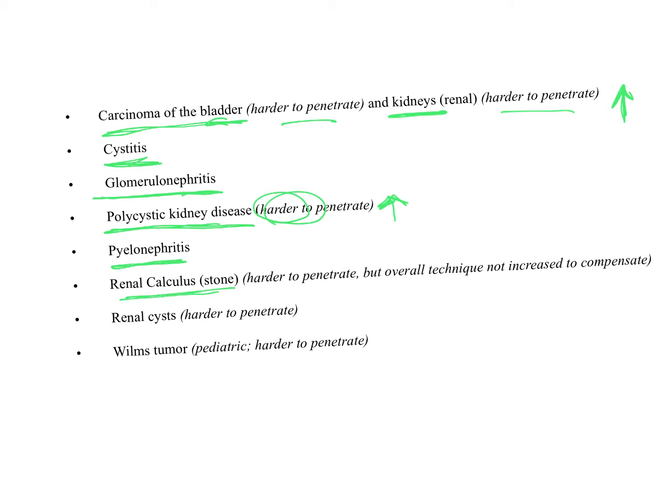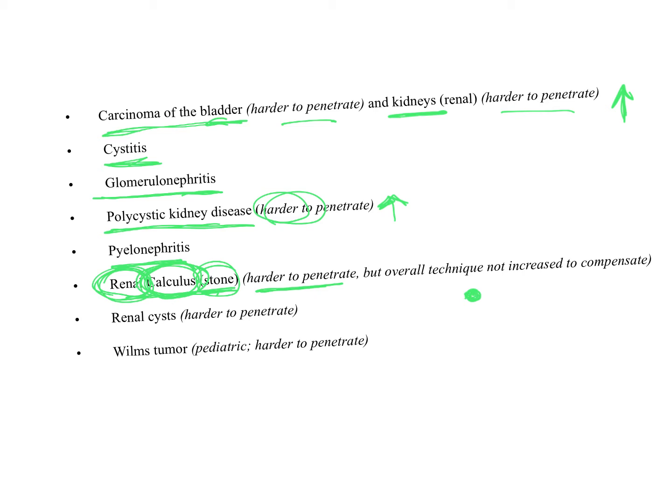Renal calculus or stone. If you ever see calculus or calculi, it's referring to a stone. And then we know renal means it's in the kidneys. Sometimes people may have stones in the ureter, sometimes stones in the gallbladder. So you might see calculus used in more than one instance, but renal always refers to the kidney. Overall, it's harder to penetrate because it is a little stone, but we don't change our technique overall because it's just such a small pathology typically.